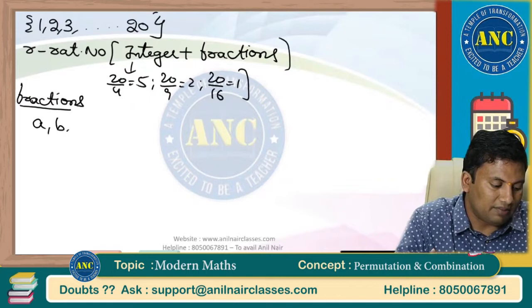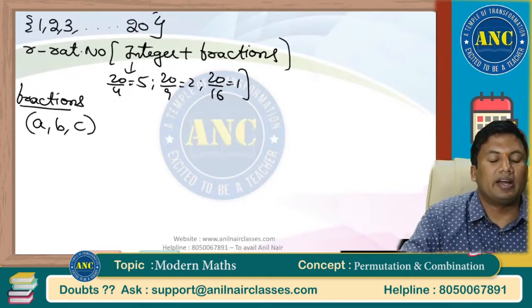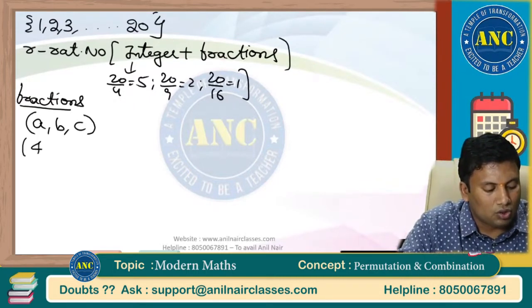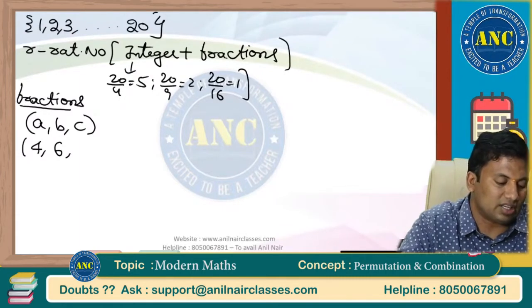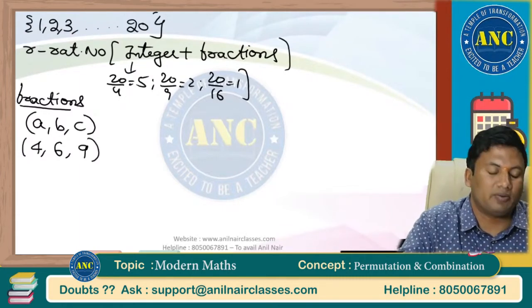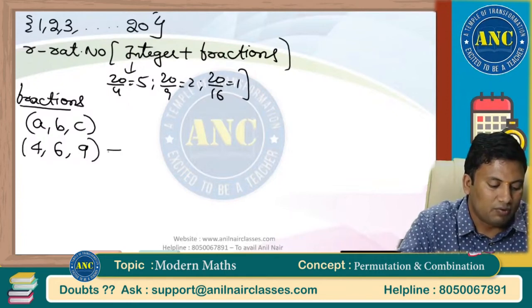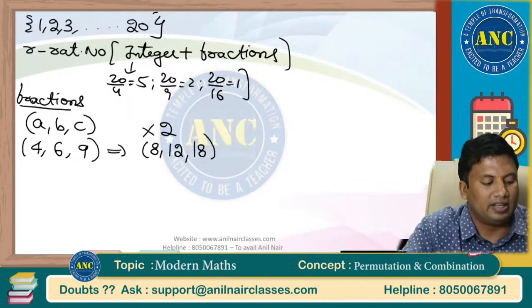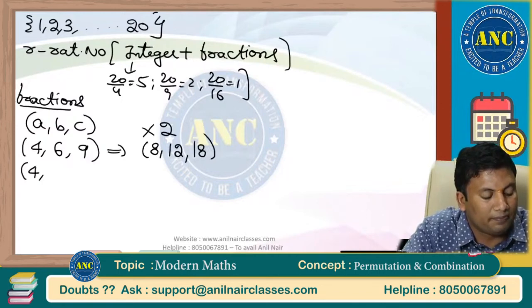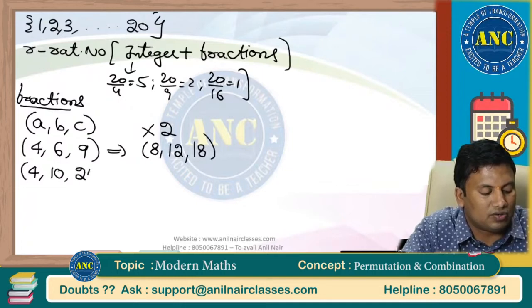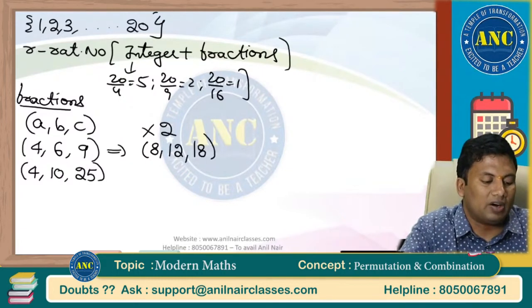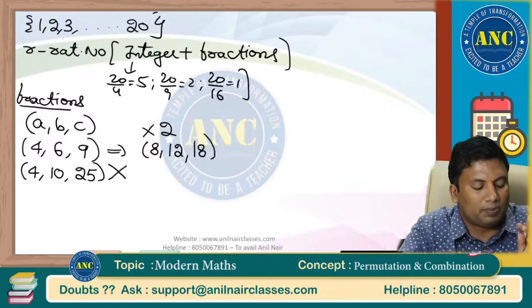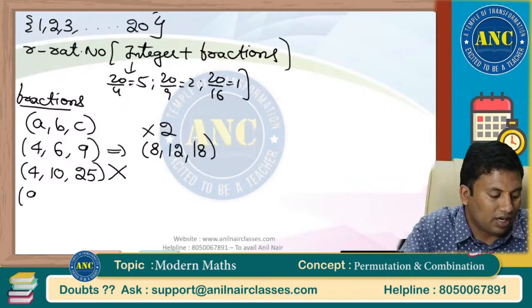A, B, C. First take the perfect square greater than 1. 4 I will do. 2 2s are 4. 2 3s are 6. 36 by 4, 9. Otherwise, a lot of computation is required. 4, 6, 9. It is a derived triplet, which is 8, 12, 18. Next one, it is 4. 2 3s are over. 2 5s are 10. 100 by 4 is 25. It is also giving an R value fraction. This case is not possible. So, it is over. Next one, 9.